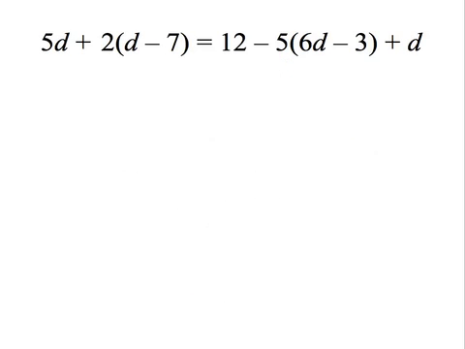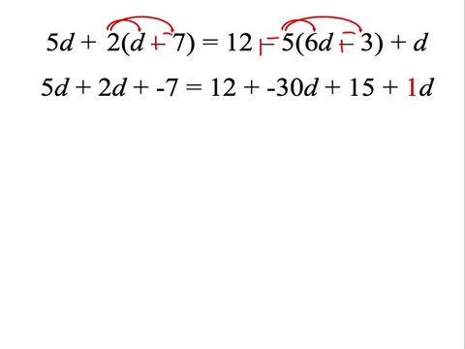Here's another example. Apply the definition of subtraction. Apply the distributive property. Then look for like terms. We have a pair on the left side, the 5d and the 2d, and two pairs on the right side, 12 plus 15 and negative 30d plus 1d, and we've marked the d with a handy 1 as the coefficient, just as a reminder that d is equal to 1d. Also notice on the left side there's a negative 7, which doesn't have a like term to combine with.